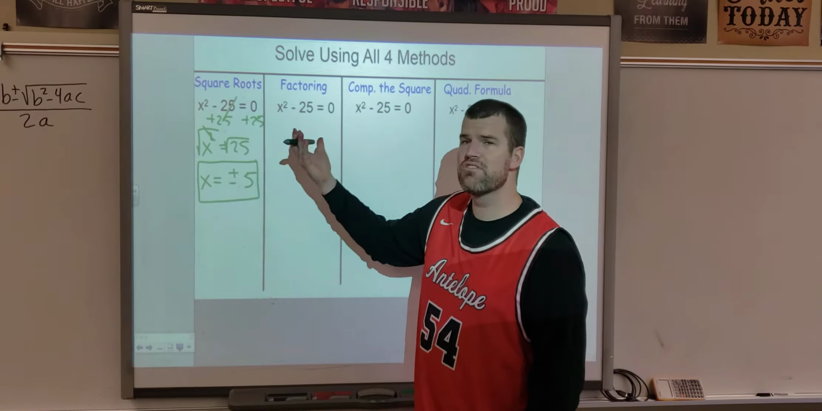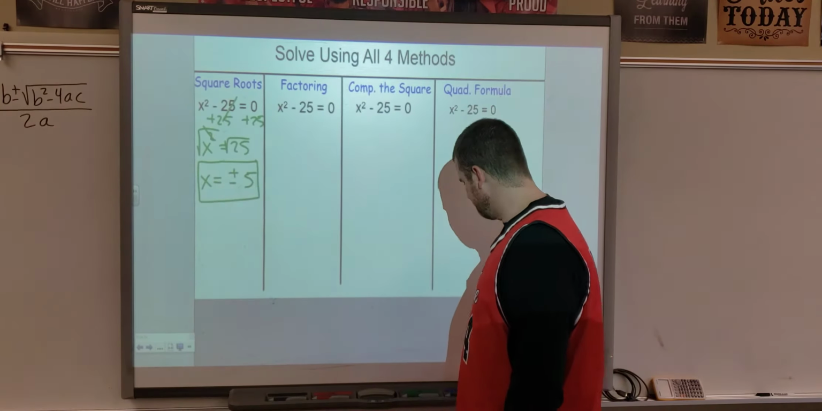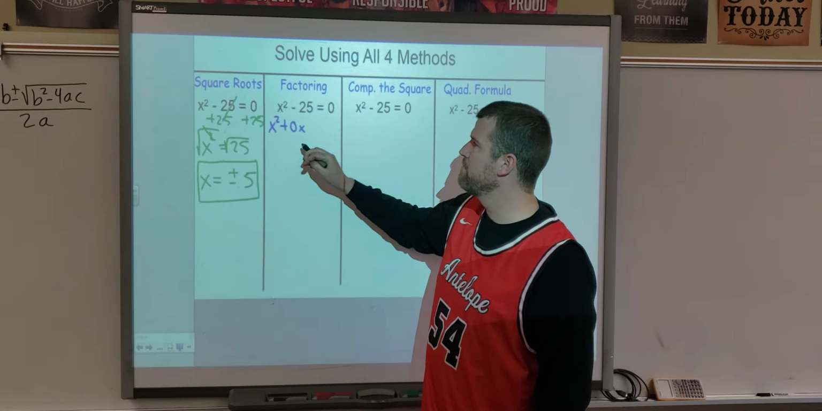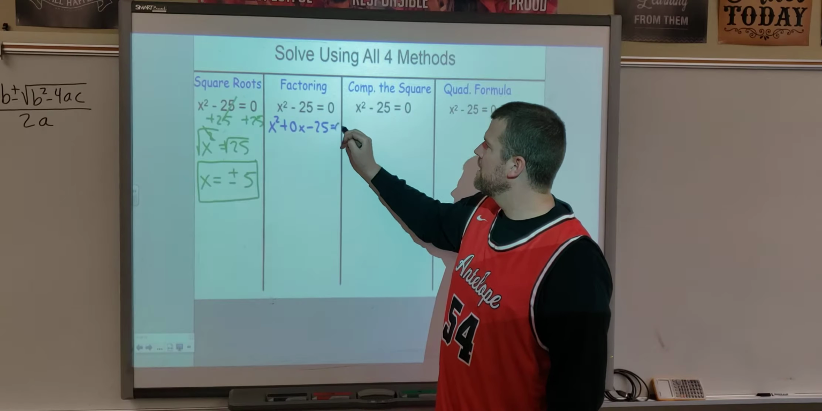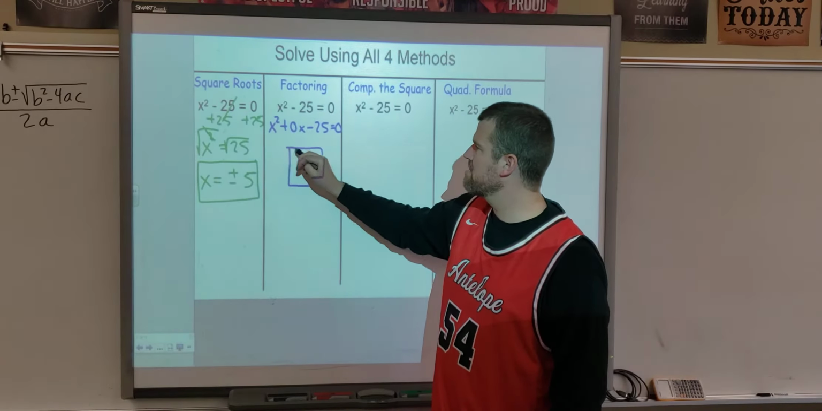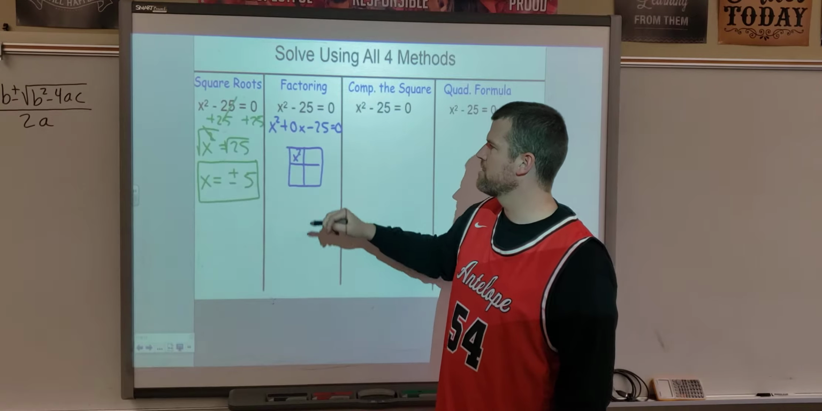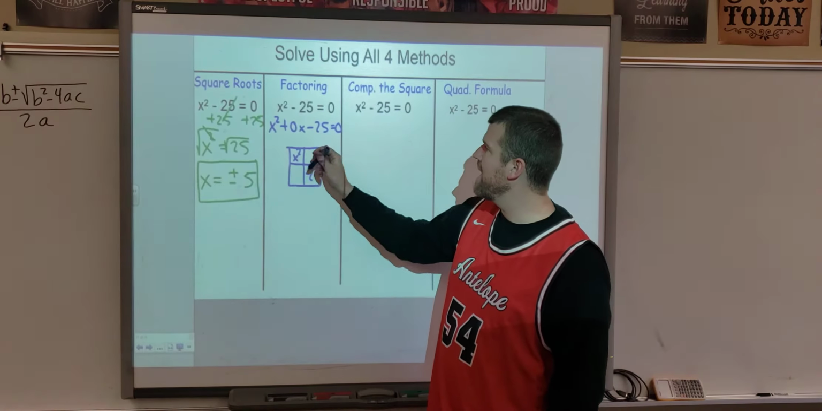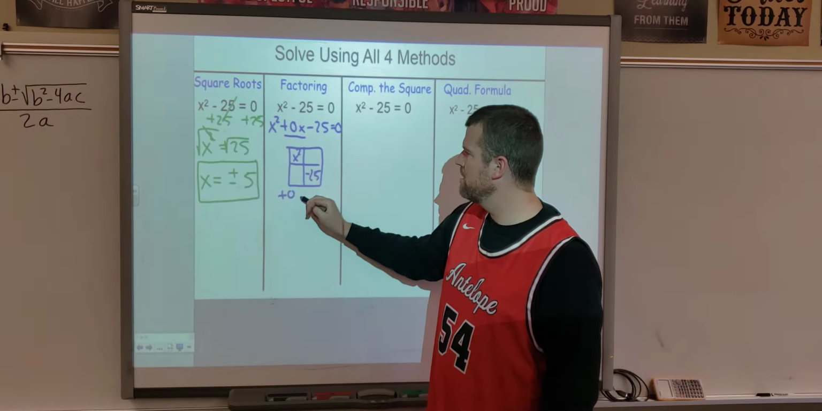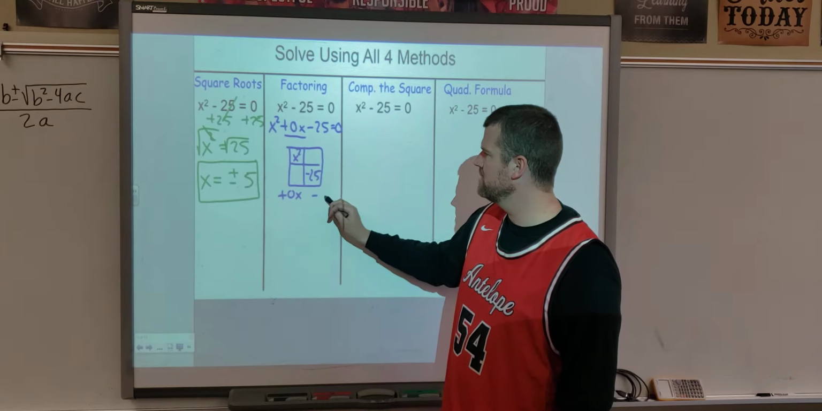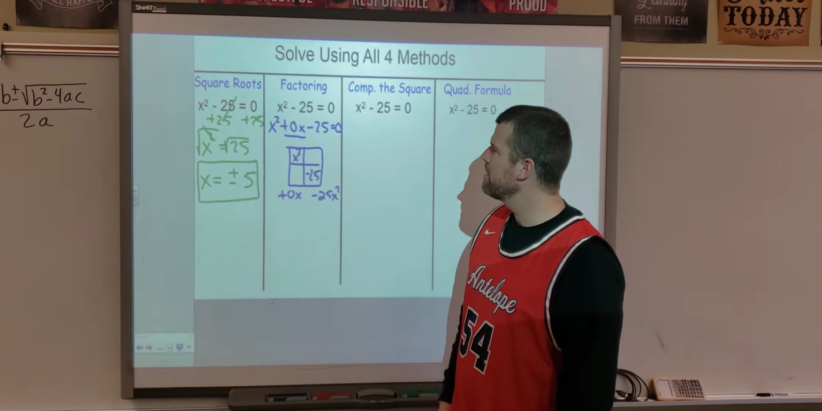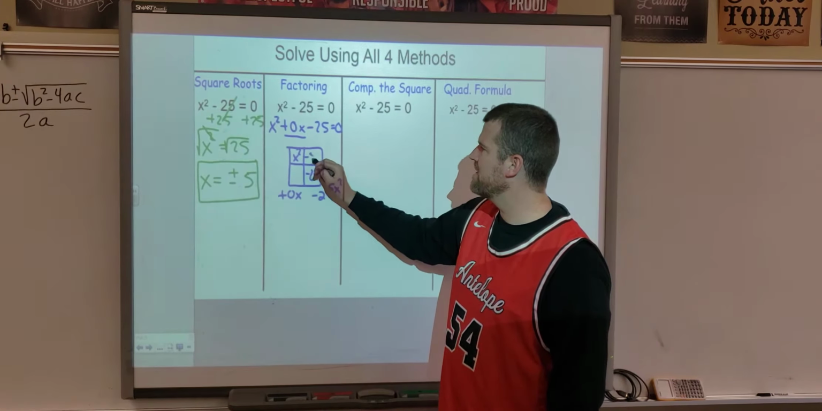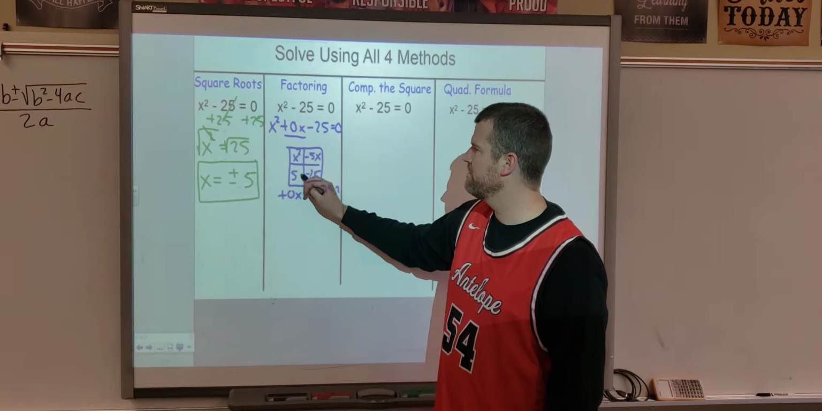So if we use the box, let's go ahead and do a box. We haven't done those in a couple days. I'm going to put 0x in the middle because it didn't have a middle term. And then I'm going to factor using the box. First term, first box. Last term, last box. We're going to add to 0. And then we're going to multiply to this diagonal, negative 25x squared. So multiplies to negative 25, adds to 0. That's going to be a negative 5x and a positive 5x.